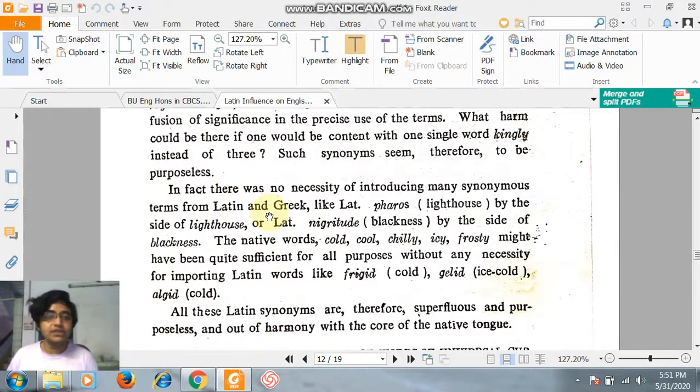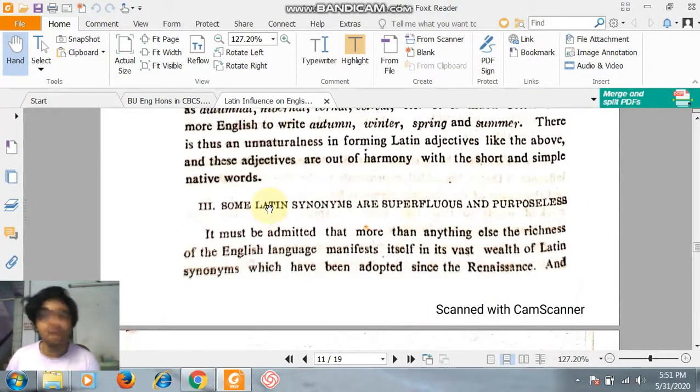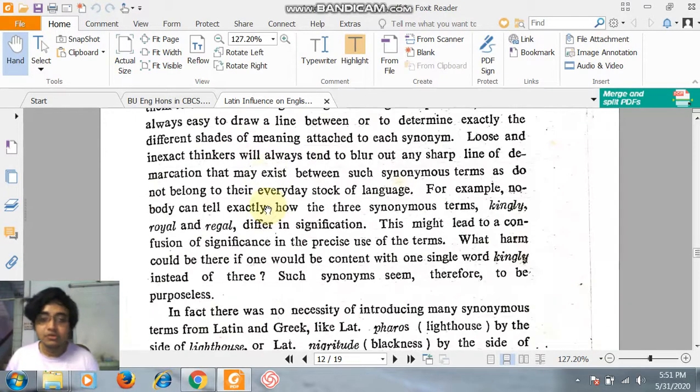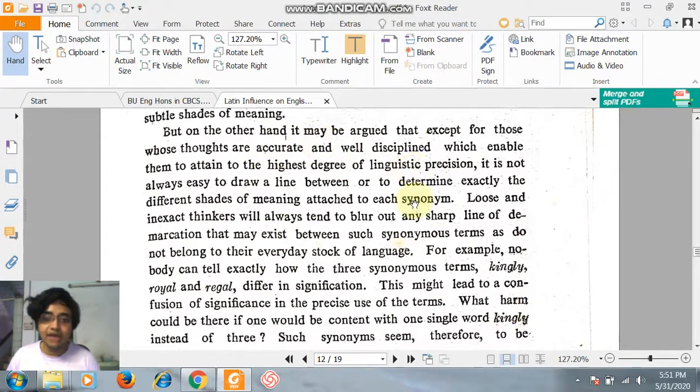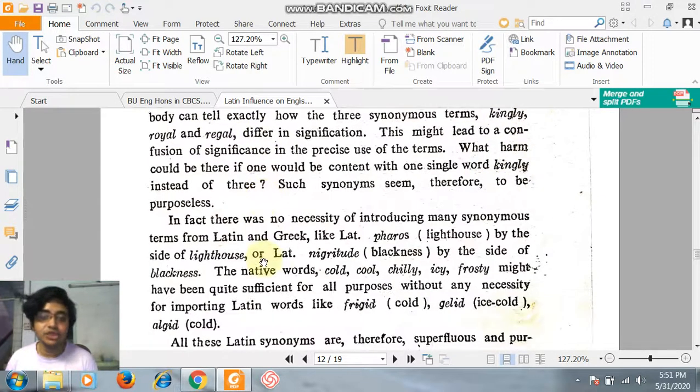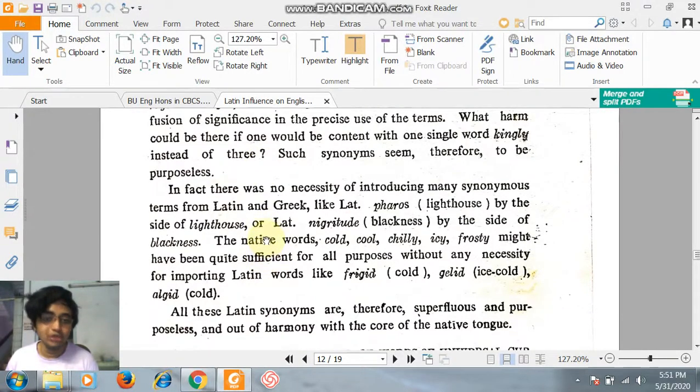Now let us move into the next section: some Latin synonyms are superfluous and sometimes purposeless. It can be admitted that loose and inexact thinkers will always tend to blur any sharp line of demarcation that may exist between such synonymous terms as do not belong to their everyday stock of language. For example, nobody can tell exactly how the three synonymous terms kingly, royal and regal differ from one another. I have already said kingly, royal, regal. Kingly is a native term, royal and regal are Latin terms. The modest difference, generally very few people can tell.